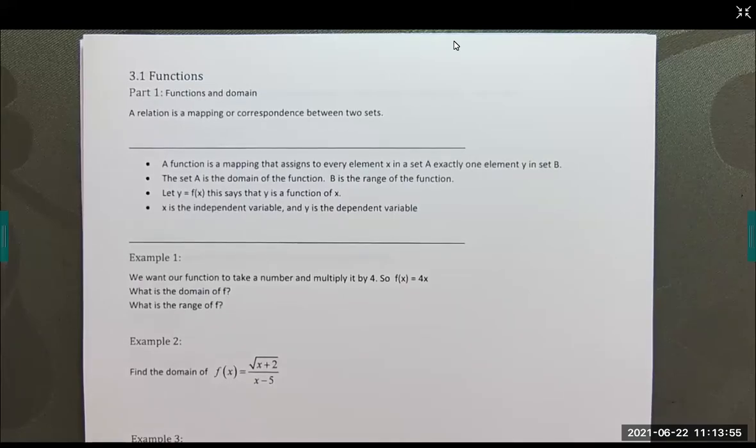Welcome back, everyone. We are starting chapter 3 today, and we are starting with functions. A relation is a mapping or correspondence between two sets.